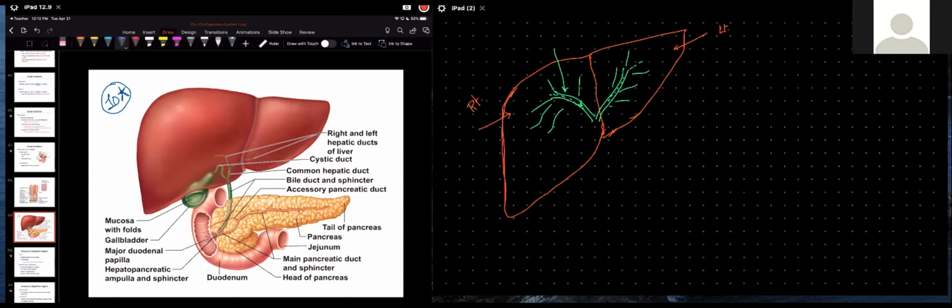We call those my right and left hepatic ducts. So from the right lobe, we've got the right hepatic duct. From the left lobe, we've got the left hepatic duct. They both will fuse together. So they will together form what we call the common hepatic duct.